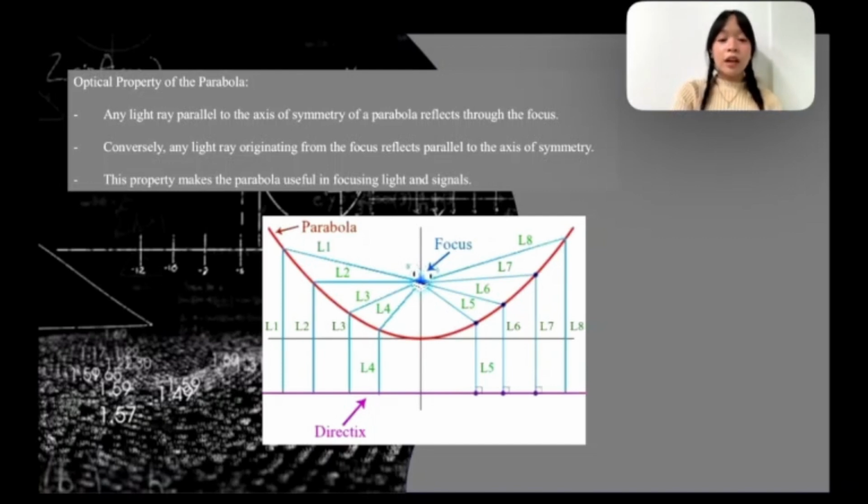Think of it like this. If you shine a flashlight into a parabolic mirror, the light bounces out in a straight beam. If you point that same mirror at the sun, all the sunlight focuses into one hot spot. That's the power of the parabola.